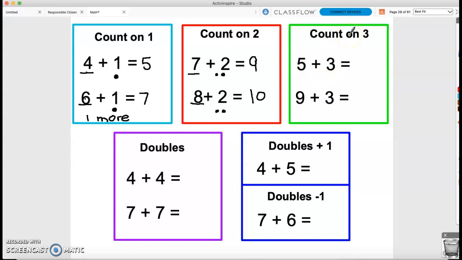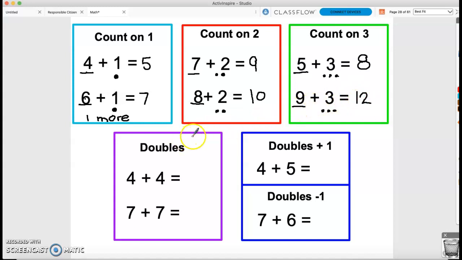This one is count on 3. So this time I'm going to draw 3 dots. Say it with me. Ready? 5, 6, 7, 8. Let's try it again. I see I can have a count on 3. Here we go. Ready? 9, 10, 11, 12. All right, let's go to our doubles.